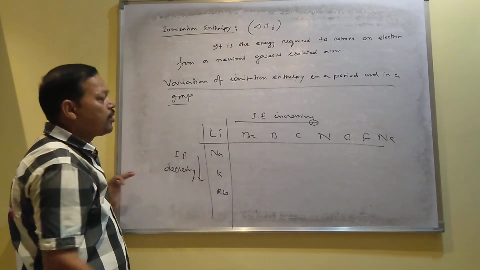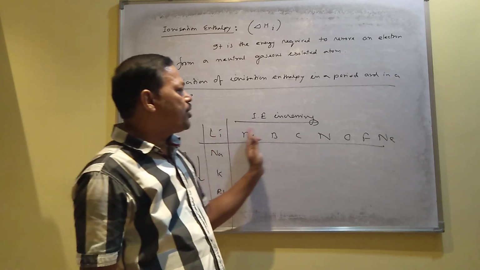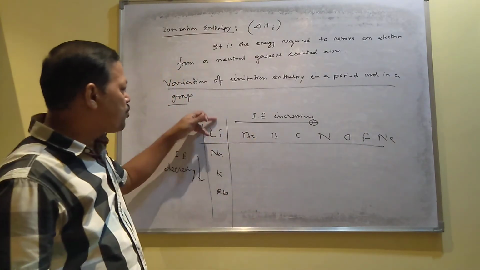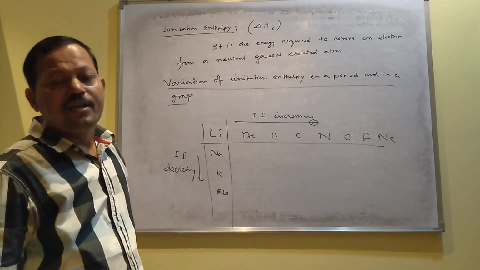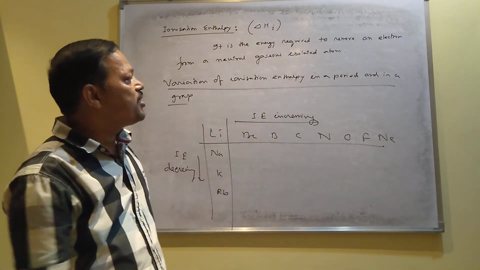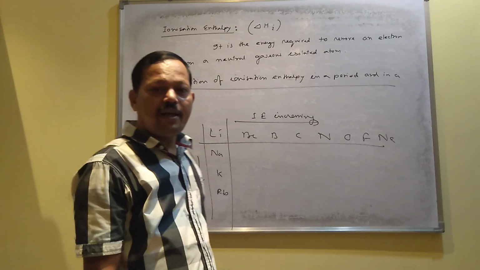So have you got it? From left to right, ionization enthalpy goes on increasing in a period, and from top to bottom in a group, ionization enthalpy goes on decreasing due to the increase in size. This is called the variation of ionization enthalpy in a period and in a group.